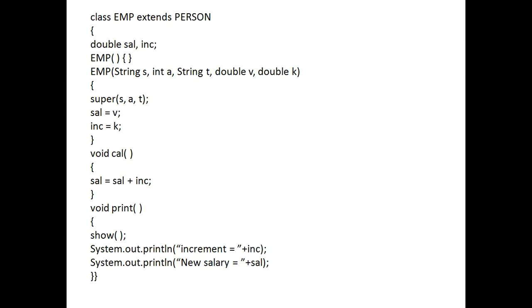This subclass employee consists of two methods. One is calculate, which adds the value of increment to the basic salary of an employee, and a method called print, which displays the increment and the new salary of the employee, in which we have called the show function, which is defined in the superclass.